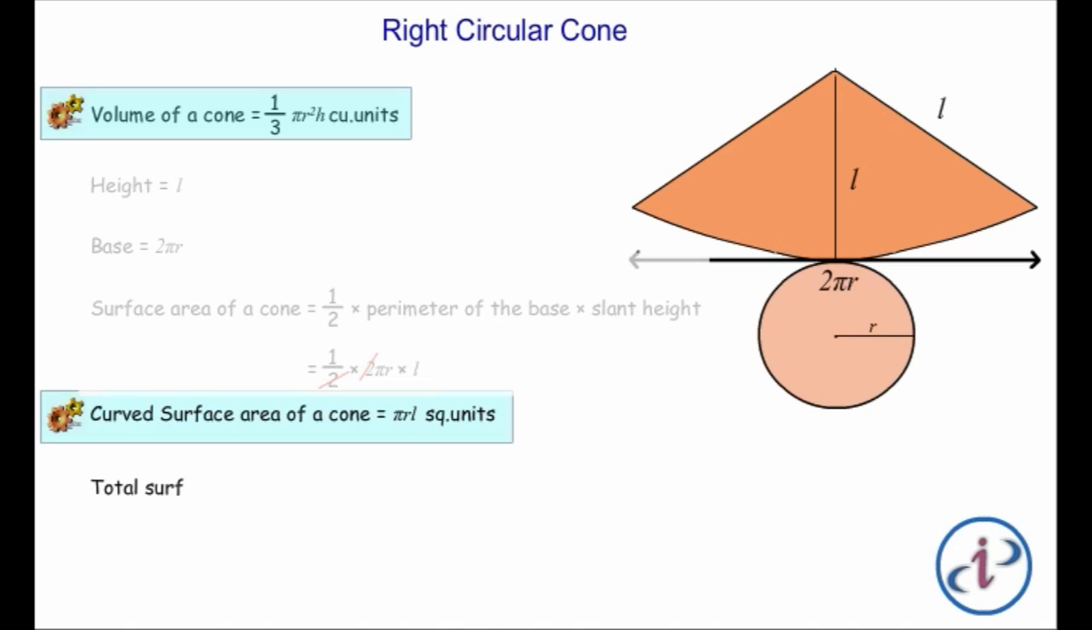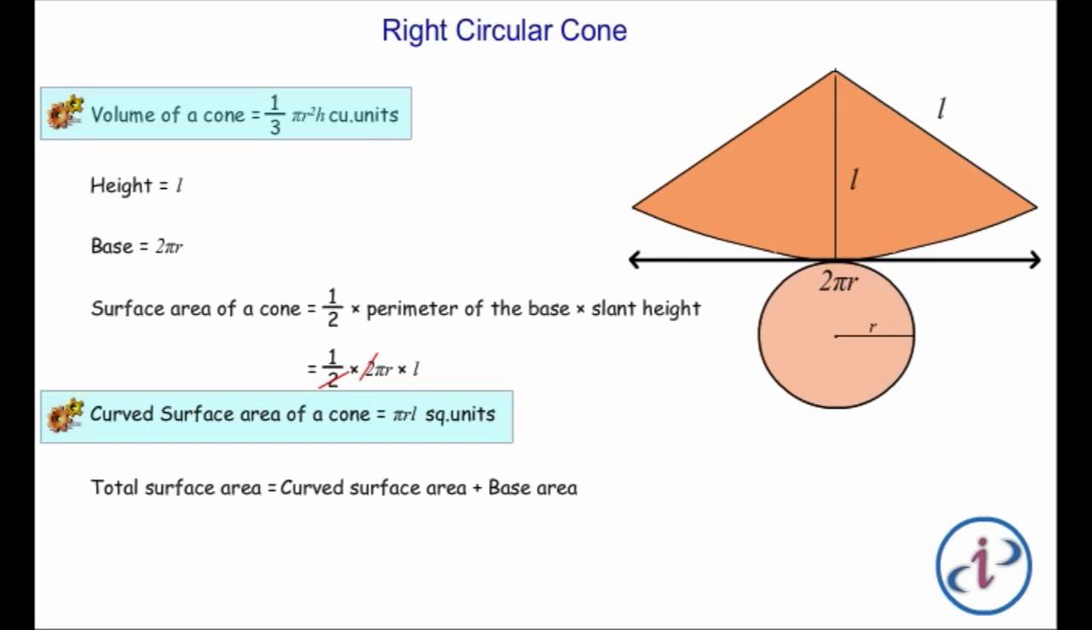Total surface area of a cone is equal to curved surface area plus base area. We know that base area is equal to pi r squared. So, total surface area is equal to pi r l plus pi r squared. Taking pi r as common, we get pi r times l plus r. Thus, total surface area of a cone is equal to pi r times l plus r.